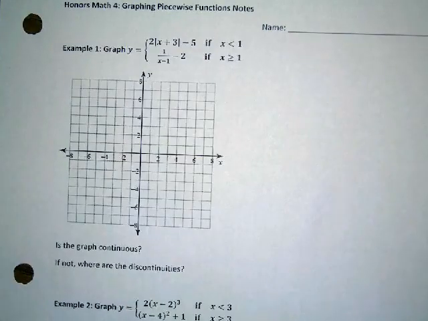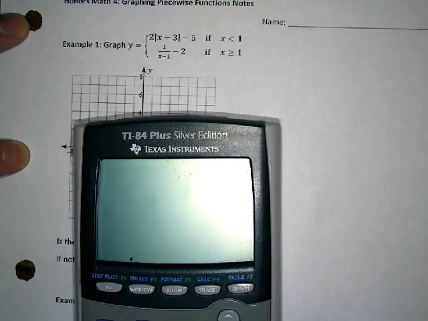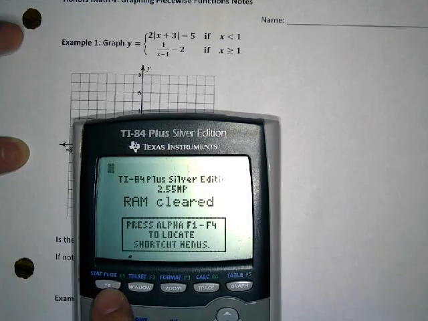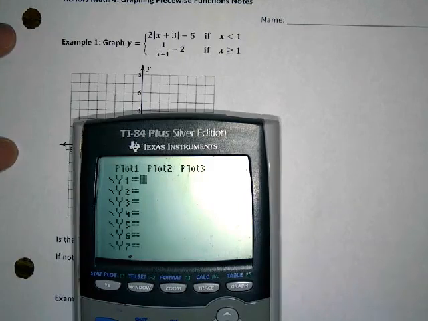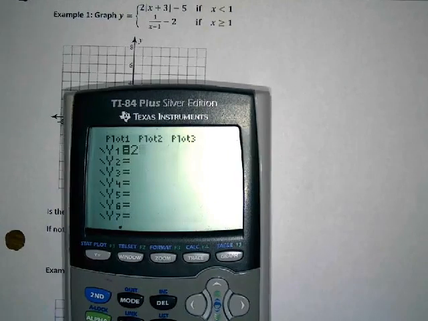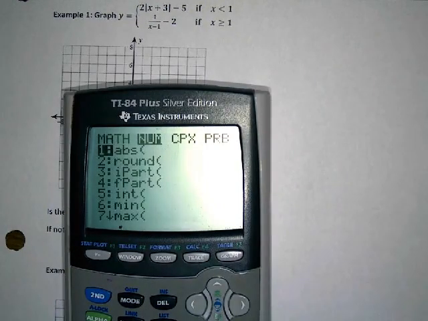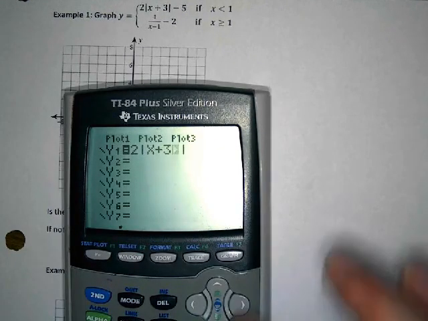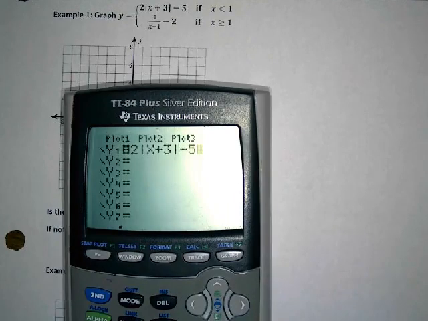So what we're going to do is we're going to let our calculators kind of help us graph this. And so I'm going to take this. I have just cleared my calculator, and I'm going to press y equals and 2. And then anyone remember how to get the absolute value sign on their calculator? Math. Go over to number and press enter on number 1, which is ABS for absolute value. And we're going to type x plus 3 and minus 5.